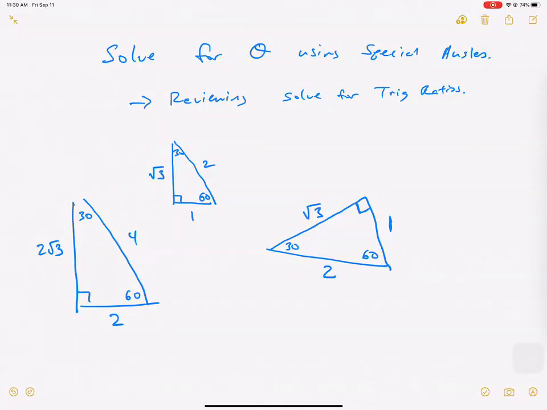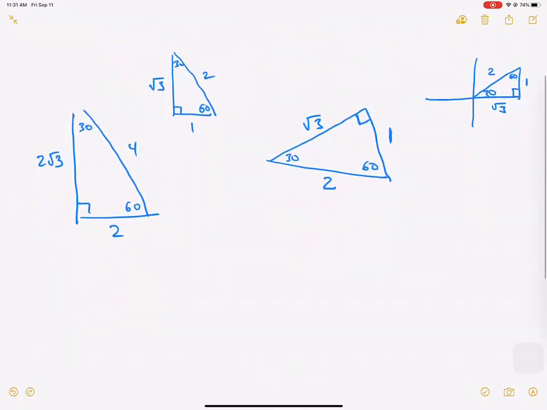We could also draw it facing away. If I write 30, 60, 90, the 1 is always next to the 60, the square root of 3 is always next to the 30, and 2 is always the hypotenuse. So I think this is one of the easiest ways to remember it. Either you could say 60 and 1 are together, or you can think of it as square root and 3 are always together. Okay? So let's go ahead and review some of this.